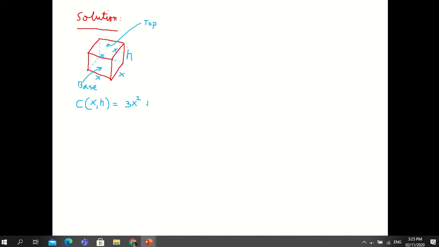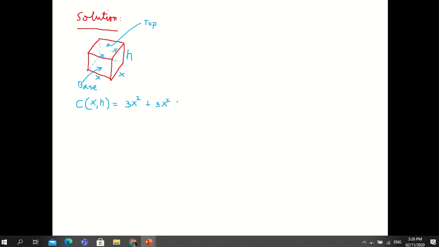Then plus, the bottom is also a square. So this is also x squared, just the product of the two sides. When you find the area of this bottom, you just multiply the sides. And the cost is also 3 cents per square inch.